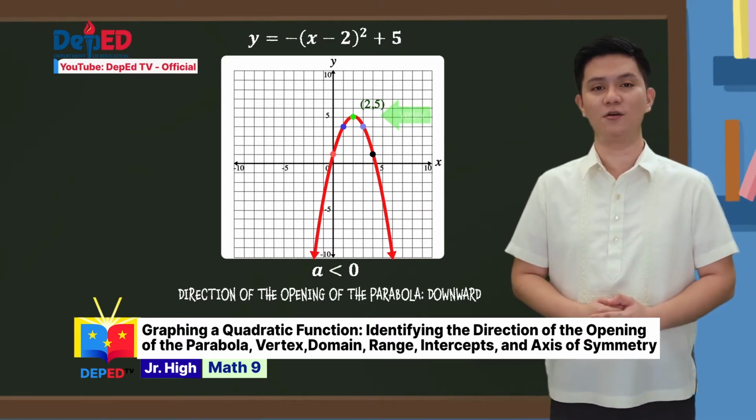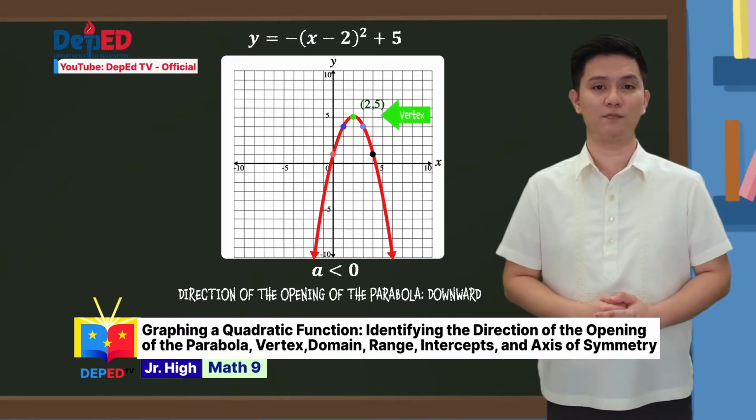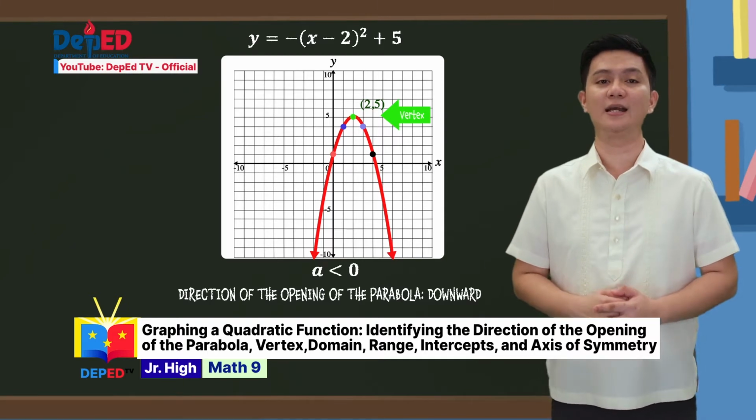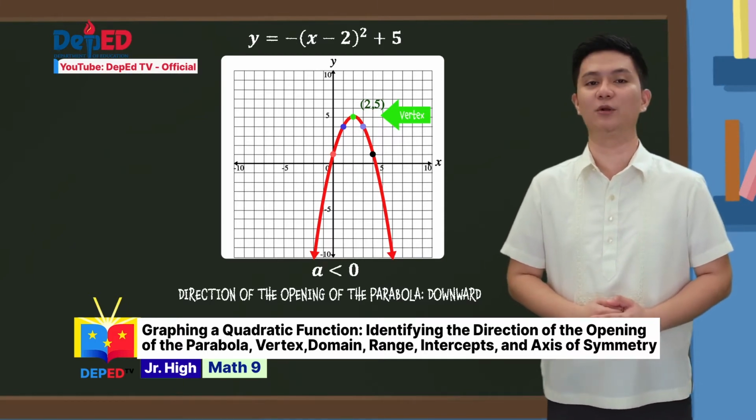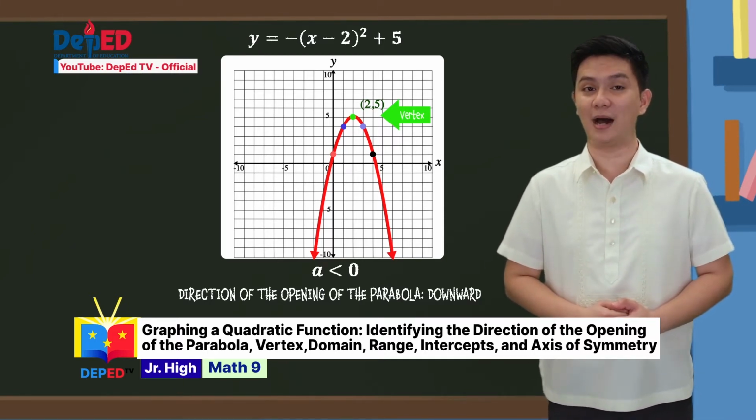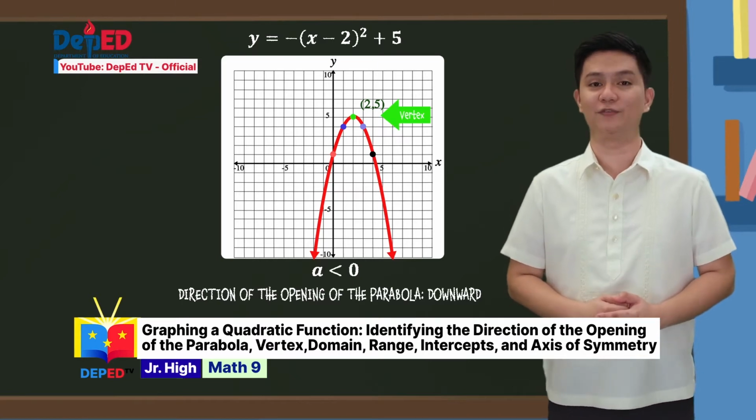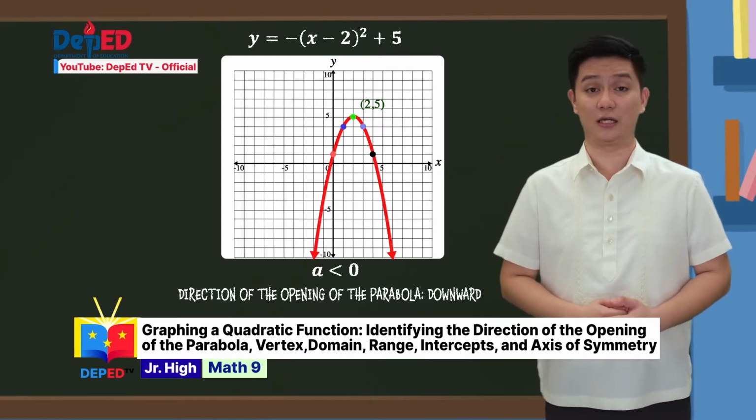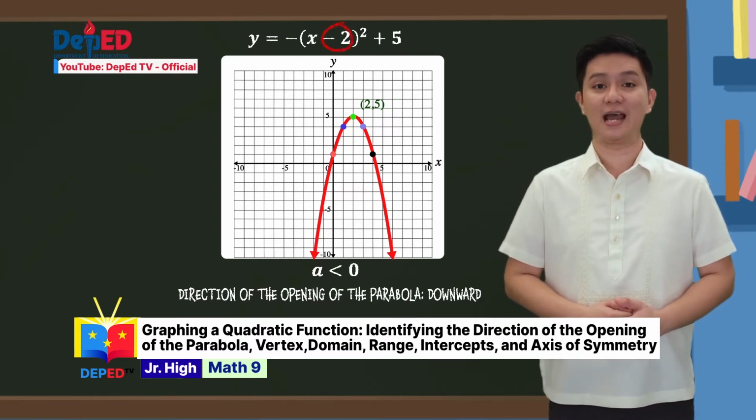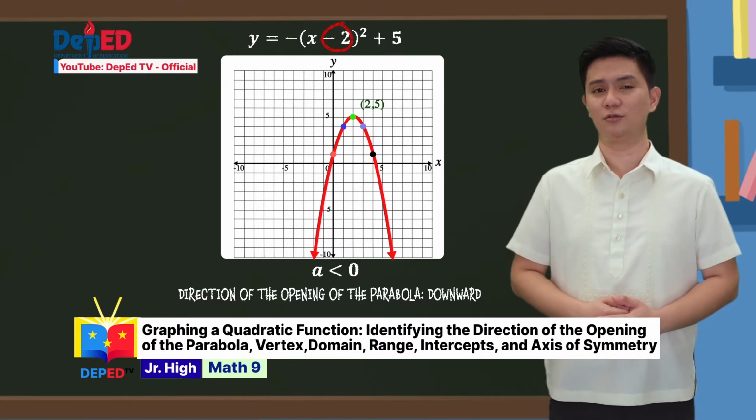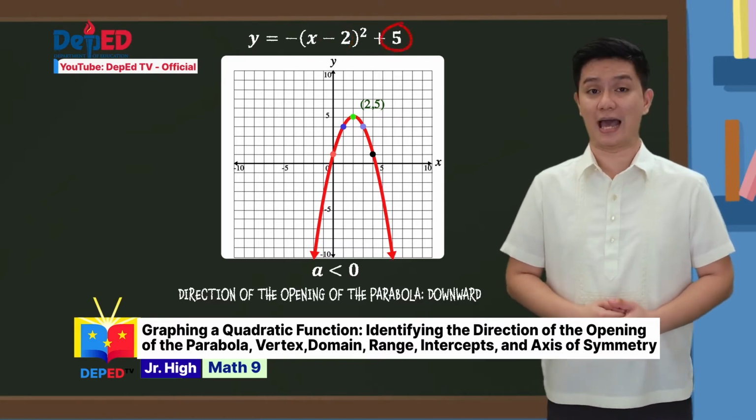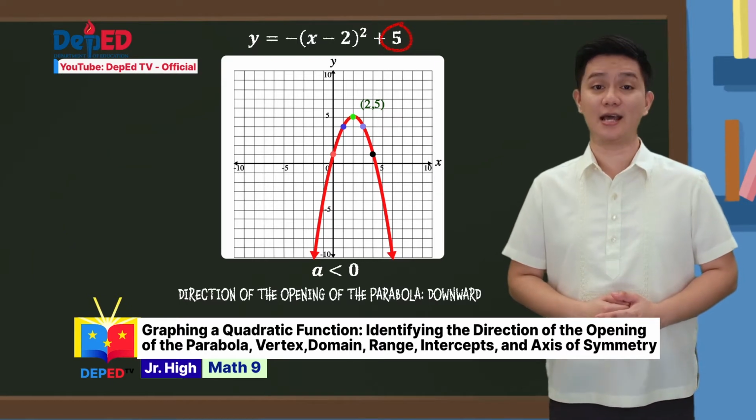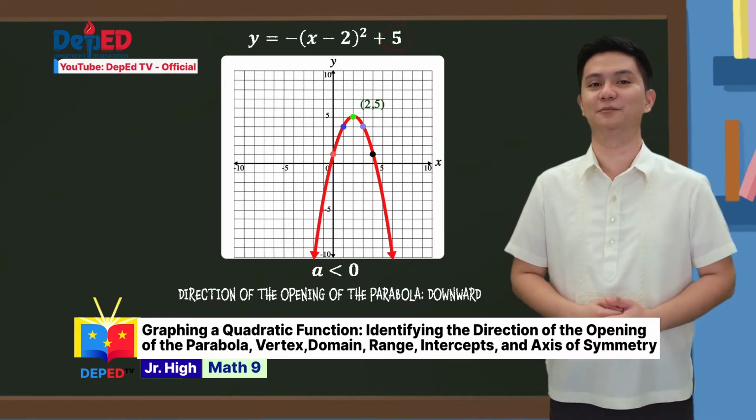And a while ago, upon rewriting the equation for the function in vertex form, we were able to immediately identify the vertex of the parabola. And it is described by the ordered pair (2, 5). Why 2? Because in the parenthesis, x is subtracted by 2. Why 5? Because outside the parenthesis is the constant positive 5.